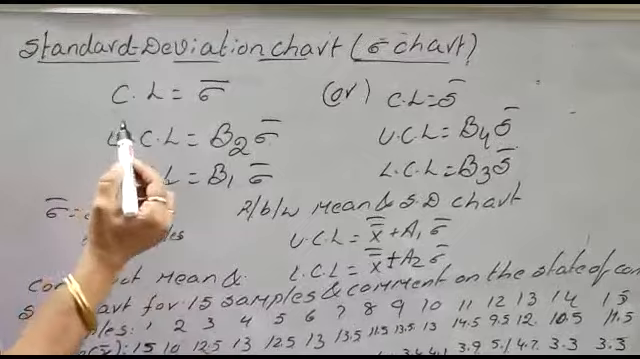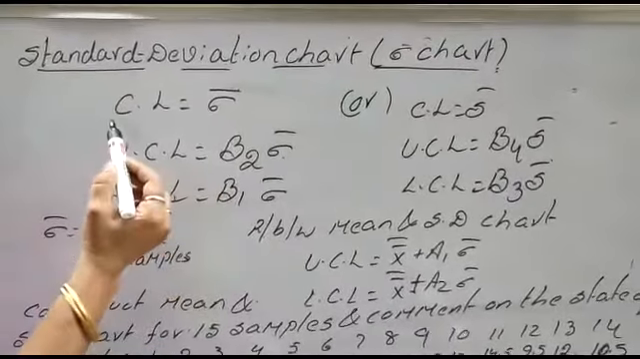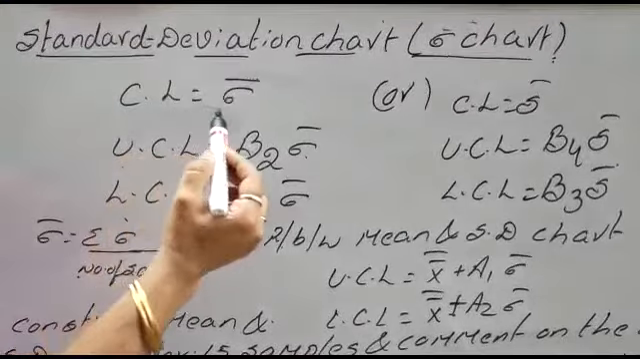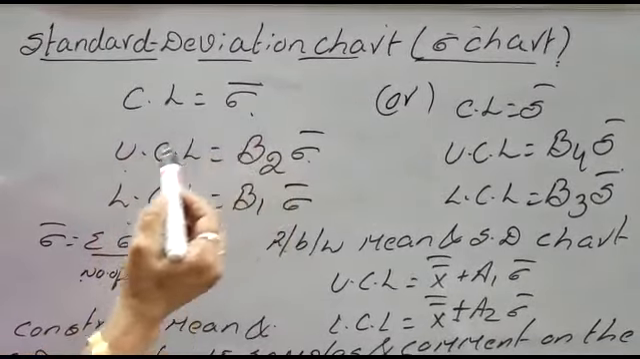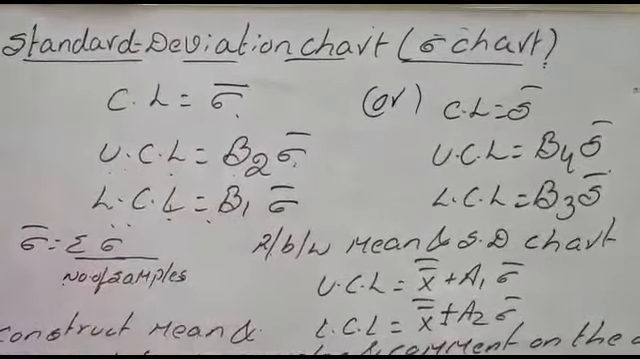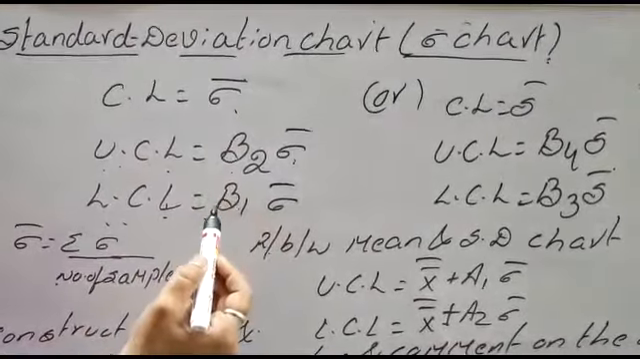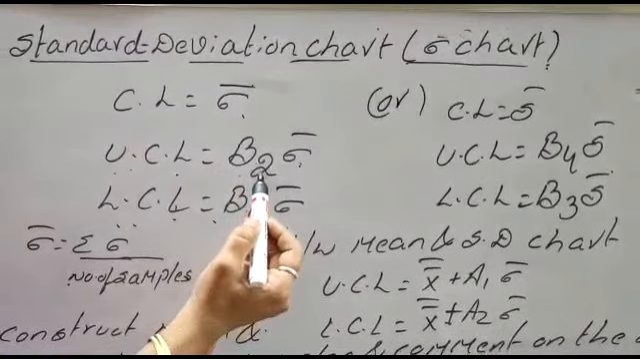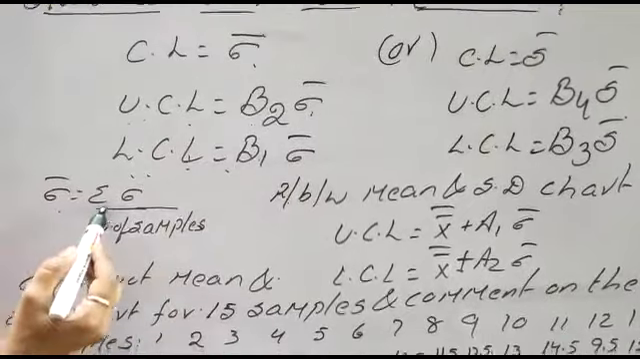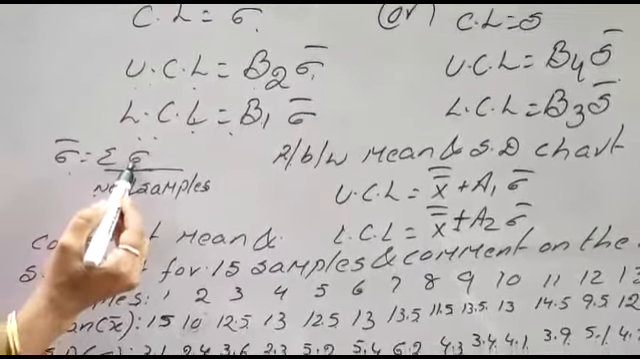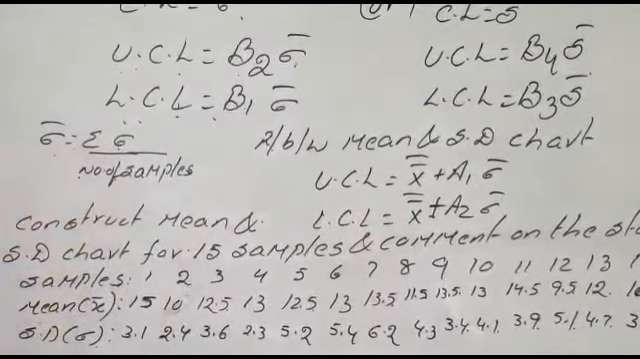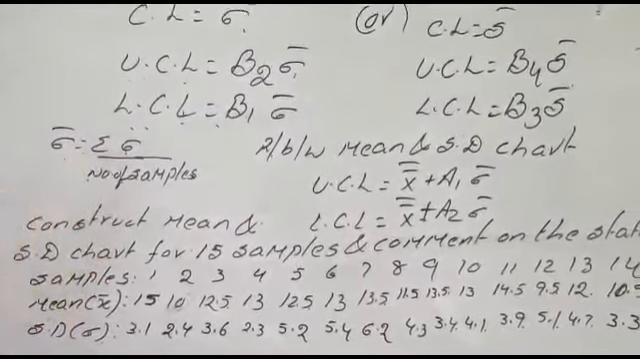Regarding the control limits of the standard deviation chart, the three control limits are CL, UCL and LCL. The control limits can be applied with the formulas: CL is sigma bar, upper control limit is B2 sigma bar, and lower control limit is B1 sigma bar, where B1 and B2 are constant values which can be found with the help of the statistical table. What is sigma bar? Sigma bar you can find with the help of the summation of all the sigma values divided by the number of samples. In this way we can find sigma bar, that is the standard deviation.